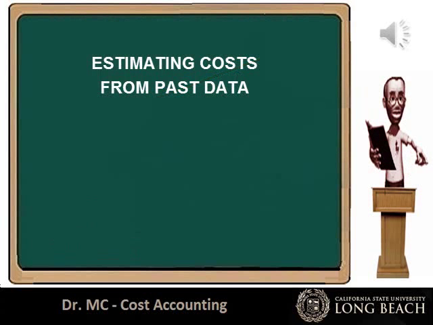We will now discuss using past data to estimate our cost function. We will discuss two methods to accomplish this. The first method is the high-low method, and the second method is the ordinary least squares regression. The second method is often called an OLS regression or just a regression.